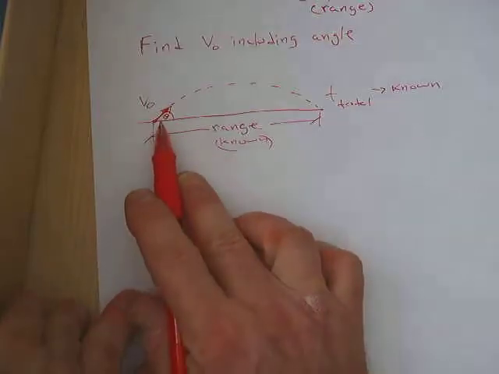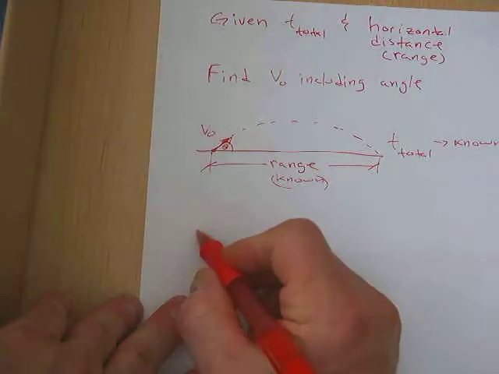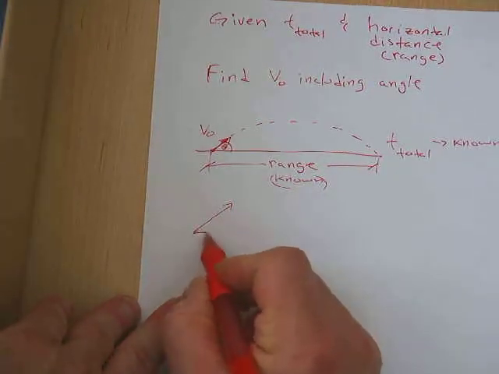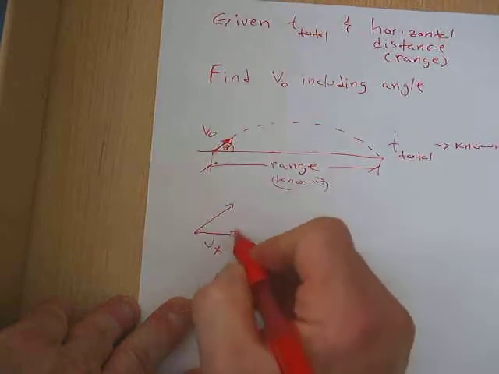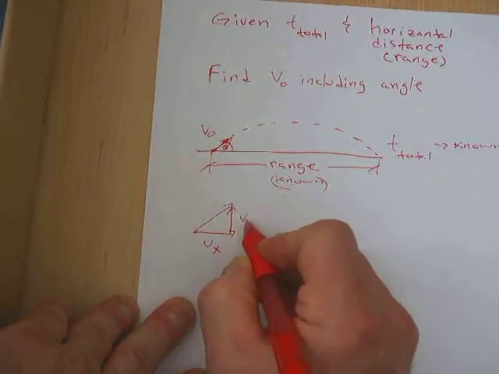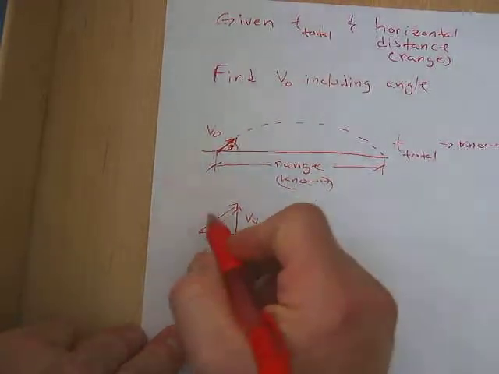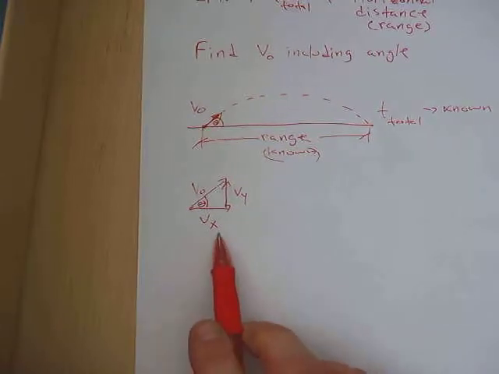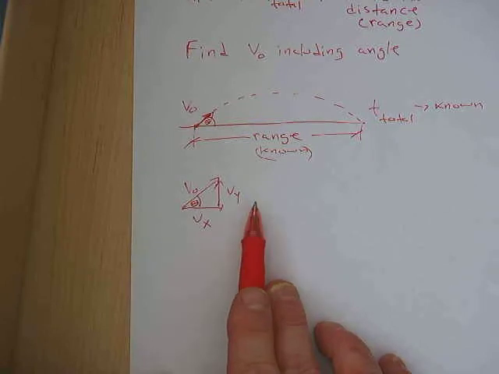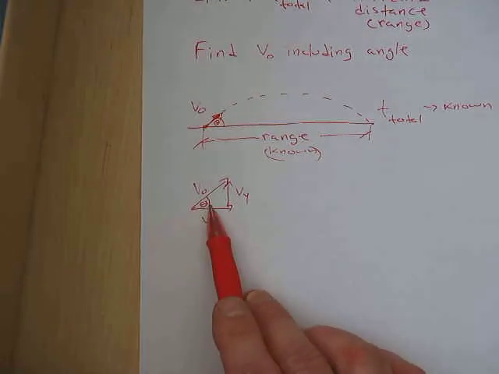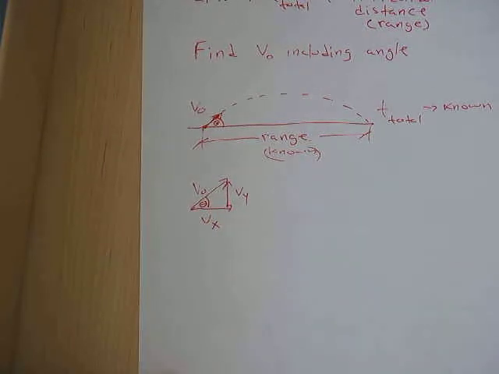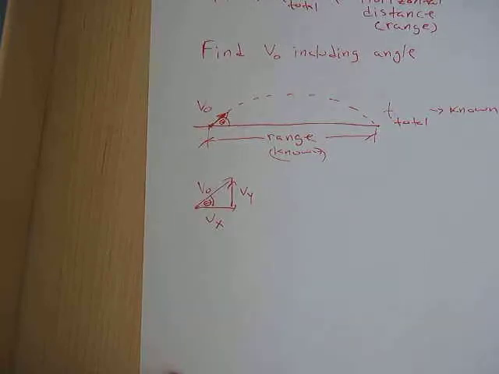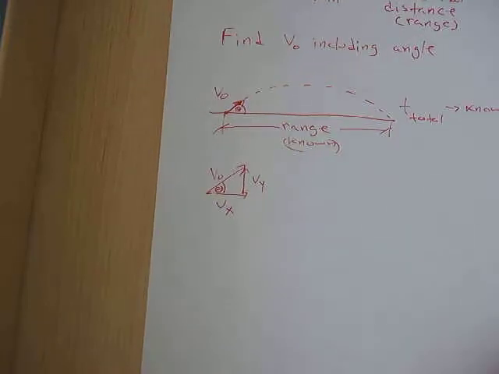Okay? So when we think about this initial velocity, it is made up of a horizontal component and a vertical component. If we can figure out the vertical component and the horizontal component of the velocity, then we can use Pythagorean theorem and figure out the velocity it left our hand. We can use a little bit of trig and figure out that angle.